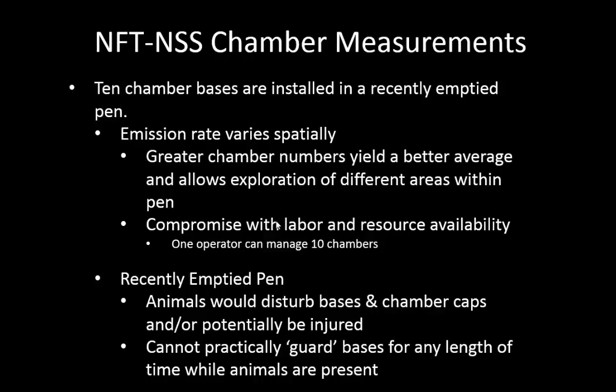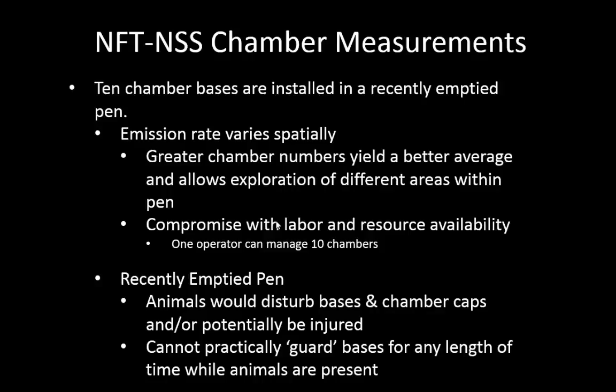Why do we choose 10 chambers? There's quite a bit of spatial variation within the pen: wet areas, dry areas, areas close to the feed bunks, close to the water points, etc. We try to get a better handle on what the average might be, and also be able to look at what that variation is.